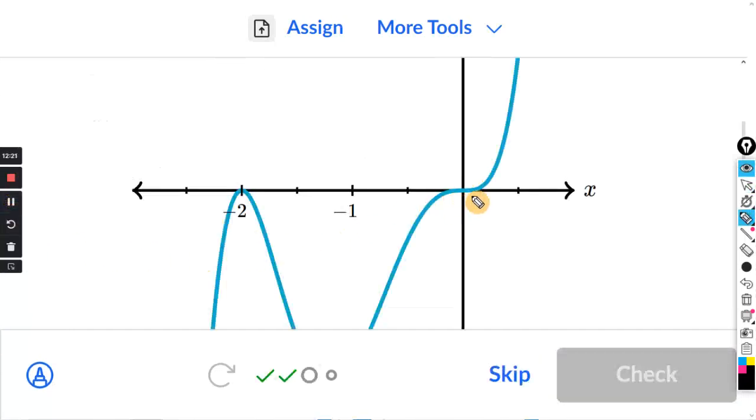By the way, if it crosses right at x equals 0, that is going to be x minus 0. And of course that is just x. And in this particular case, it crosses right through. So it's going to be x with an odd exponent. Just thought I'd mention that. If it's right at 0, x minus 0 is the same as just x.